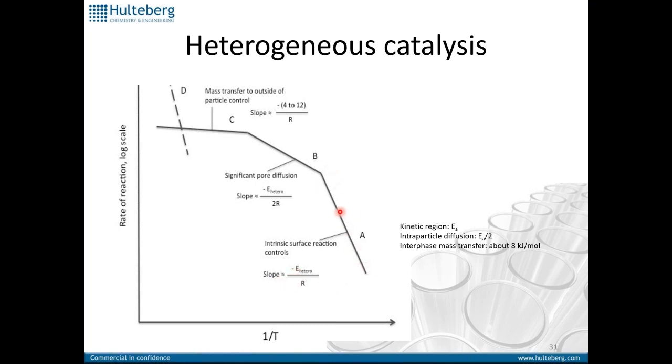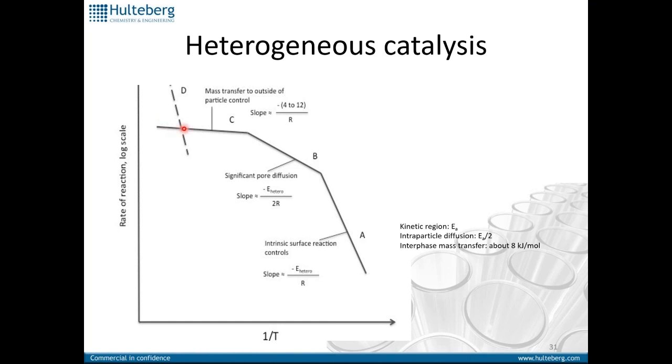If you increase temperature, at some point you will start to see limitations in transporting things from the radial or the outer shell of the catalyst into the center, and you start seeing pore diffusion limitations, and you get a different slope. So this slope is about half of the non-pore diffusion control one. And finally, if you continue to increase the temperature, you will actually produce a constant, because here it's independent of the reaction. It's just a fixed value.